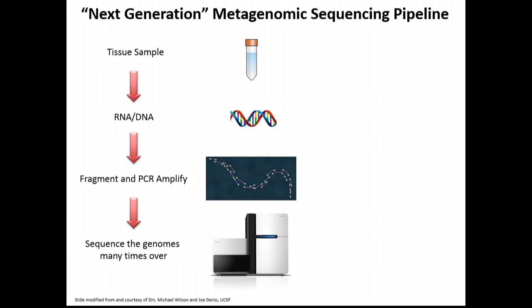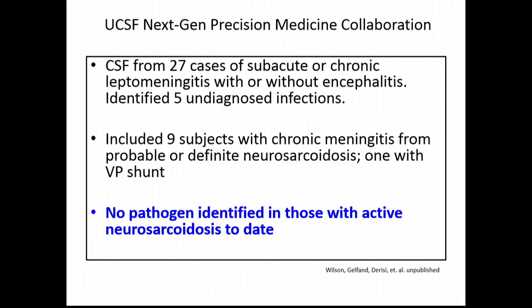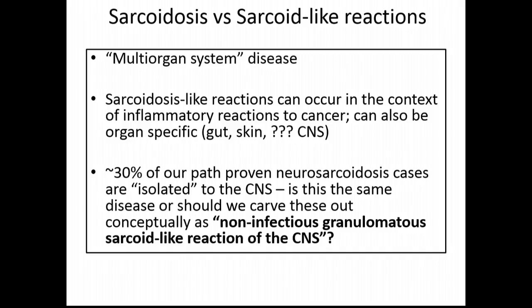We applied our pipeline for infection in cases of neurosarcoidosis, and we included 9 subjects with chronic meningitis from probable or definite neurosarcoidosis. Some of these were quite sick patients, VP shunt, and we have not yet found an infection, including mycobacteria, in the CSF of our sarcoidosis patients. And we've been looking hard to try to find that undiagnosed infection. So I really think that the evidence is converging that this is an autoimmune disease, and I think that that's really the standard now in the pulmonology and rheumatology worlds too.